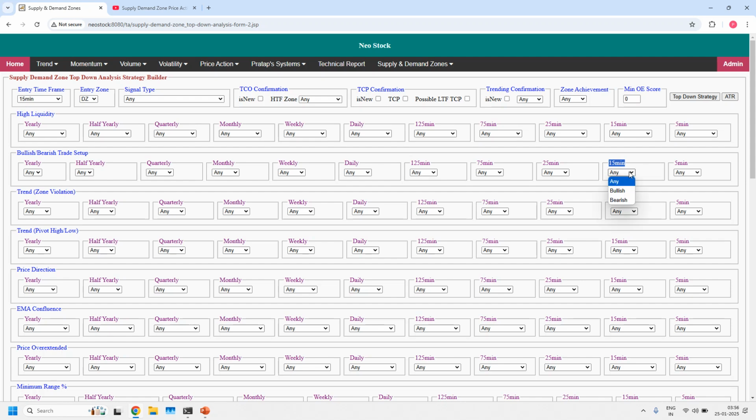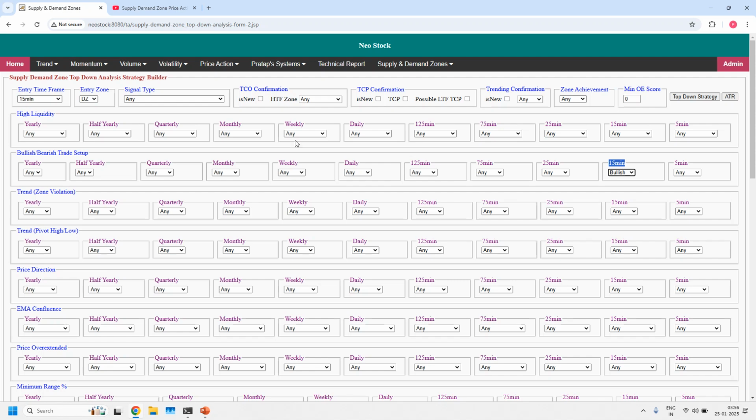For 15 minutes, you can generate 2 setups. One is the bullish trade setup and the other is the bearish trade setup. Currently we are generating the bullish trade setup, so you have to inform the software to generate a bullish trade setup for the 15 minutes time frame. That means entry time frame 15 minutes, which is nothing but daily income trade. That is why it is a DIT trade setup.